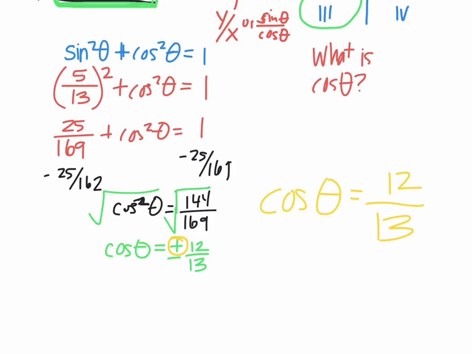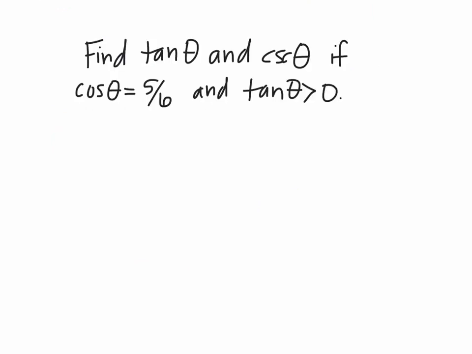Let's take a look at maybe one more example. Okay, this one's definitely not going to be as pretty because I can tell 5 and 6 are not in the Pythagorean triple, so it's not going to be so pretty. But this is asking me to find the tangent of theta and the cosecant of theta if cosine of theta equals 5 over 6. And tangent of theta is greater than 0.